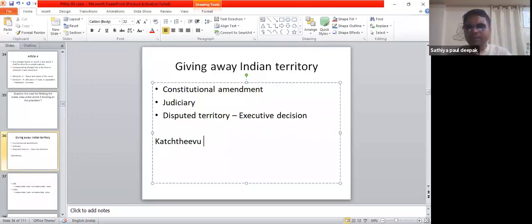Now, why are we asking for Kachchatheevu? They're saying the fishermen problem will be solved. What is the fishermen problem? There is no fish in Indian territorial waters. That is why they are going to Sri Lankan waters. Now, by taking Kachchatheevu, will it be solved? In my viewpoint, no, because you have depleted the fish resources in these places.